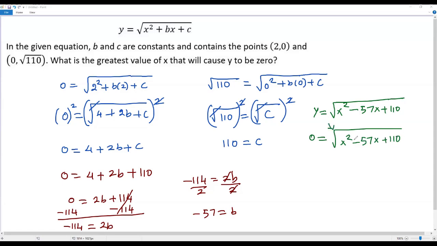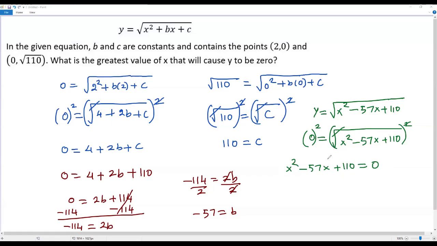To get rid of the square root on the right side, I just square both sides. When I do so, I'm getting 0 square is equal to the stuff on the right side squared, so the square root and square cancel out. I'm getting x square negative 57x positive 1 and 10. On the other side, 0 square is just 0. So it's a quadratic equation, and now we have to solve it.